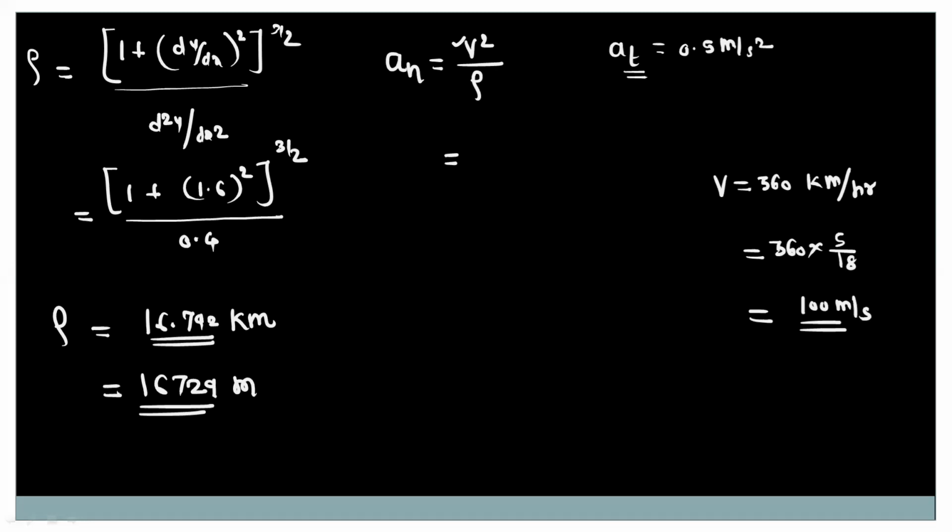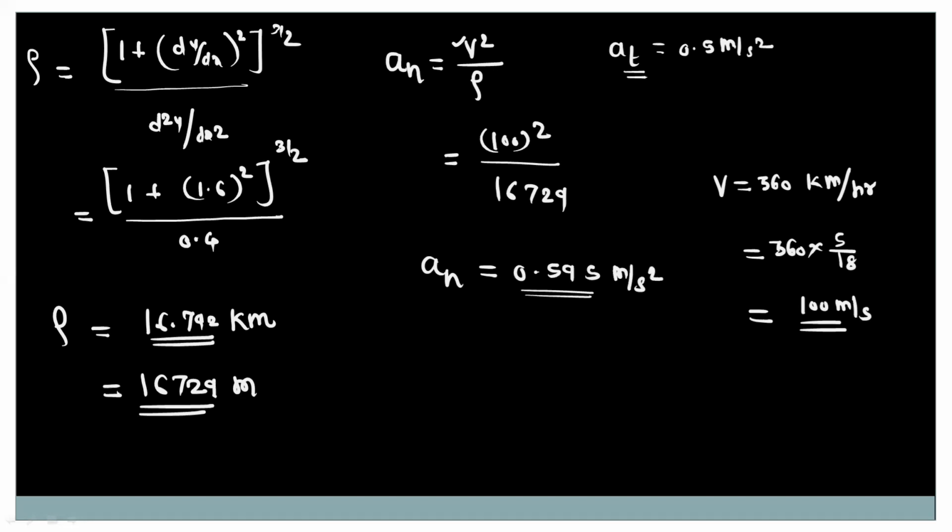Now put this value in this equation. So it is 100 square upon the radius, that is 16,729. So this normal component An is equal to 0.595 meter per second square.